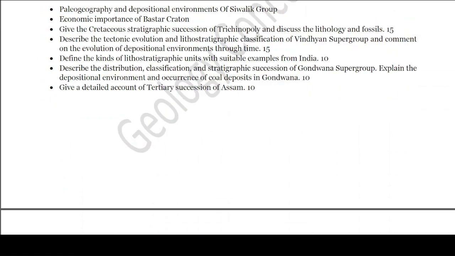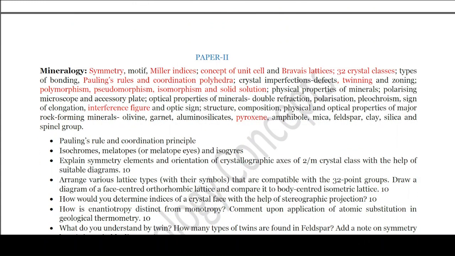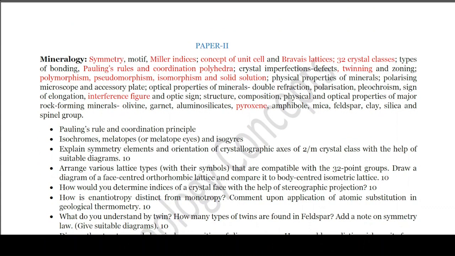Right? Now, let's analyze the mineralogy section from paper 2. So there is a slight change in pattern of questions for this particular section as compared to previous year questions, because both the questions carry 3 10-marker subsections each, as compared to 2 15-markers and 3 10-markers in the previous year papers, right?